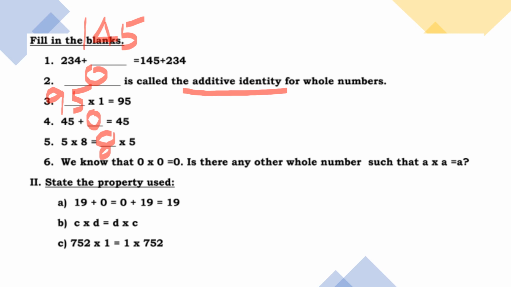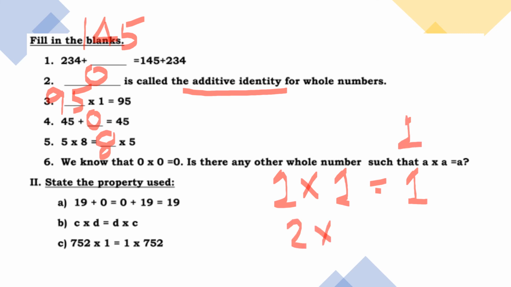Question number 6 says, we know that 0 into 0 is equal to 0. Is there any other whole number such that A into A is equal to A? Let us try with 1. 1 into 1 will give me 1 itself. So the other number than 0 is 1. But if you take 2, 2 into 2 will give you 4, and this will not be true for whole numbers above 1.